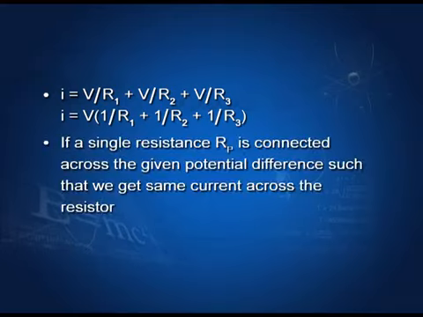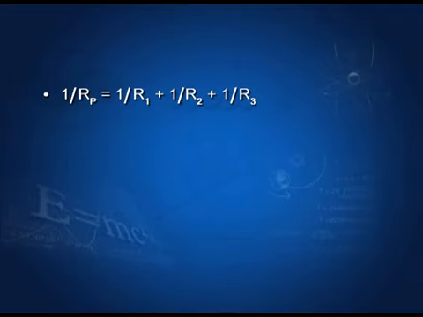Now, if a single resistance Rp is connected across the given potential difference V such that the same current I is obtained across it, then according to Ohm's law, I equals V upon Rp. As a result, we can say 1 upon Rp is equal to 1 upon R1 plus 1 upon R2 plus 1 upon R3. Here Rp is the equivalent resistance of the parallel combination.